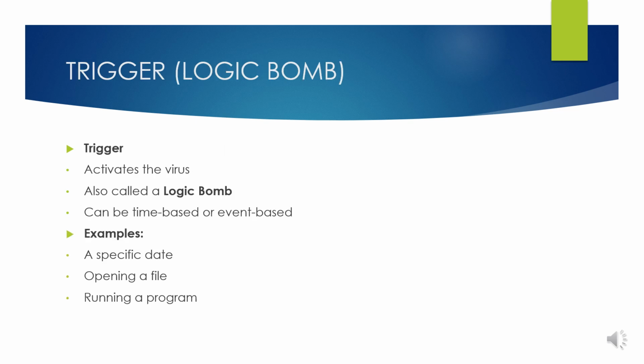The trigger decides when the virus will activate. The virus may wait until a specific date, a specific time, a user action, like clicking a button. Example, the virus activates on your birthday, after opening the file 10 times, when the computer restarts. Until the trigger happens, the virus stays silent.